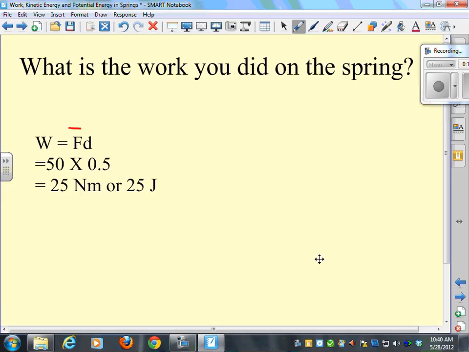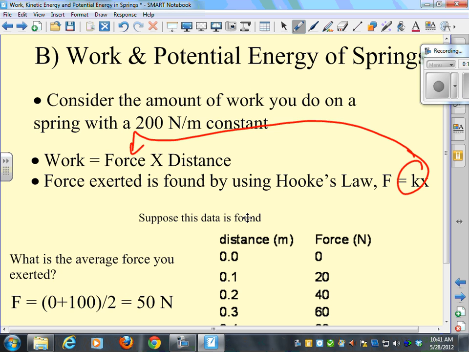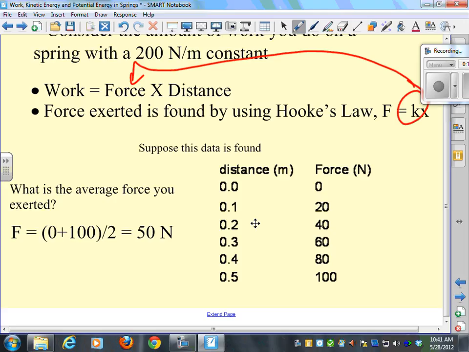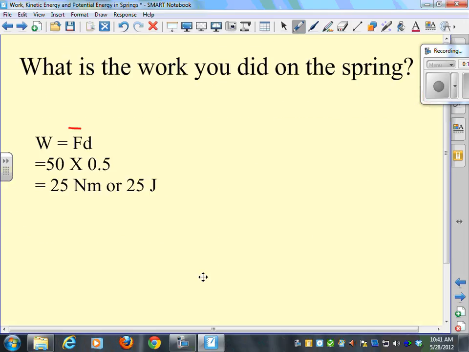Now, what distance would I use? Average. No, full distance. Full distance. 1 to 10. Full distance. So 50 times 0.5, we're going to suggest that the work done here is 25 joules, which would mean also that 25 joules of energy is stored in the spring, right? Yes. 25 joules of energy is stored in the spring.